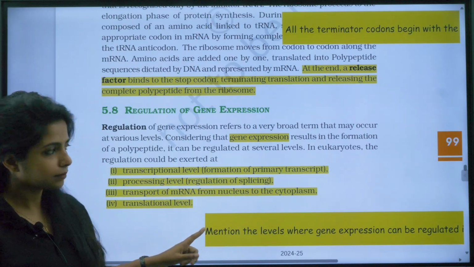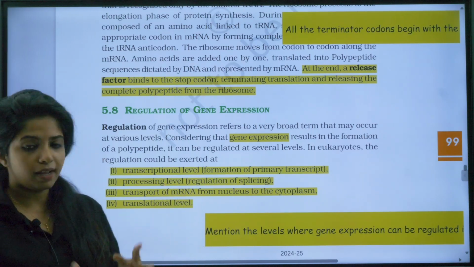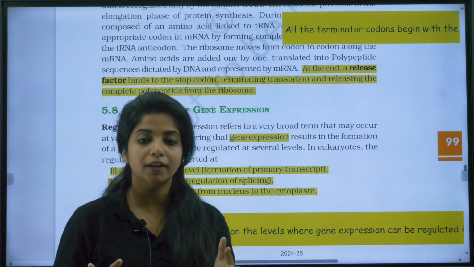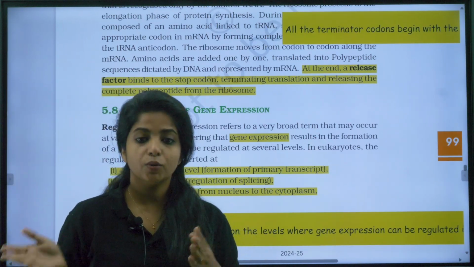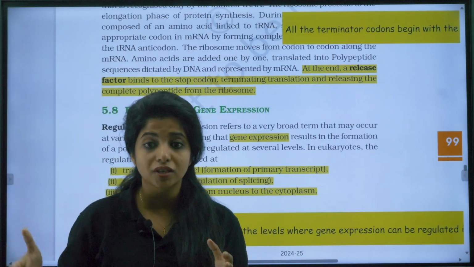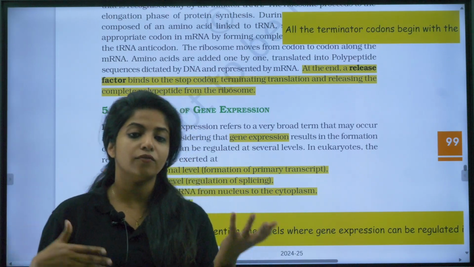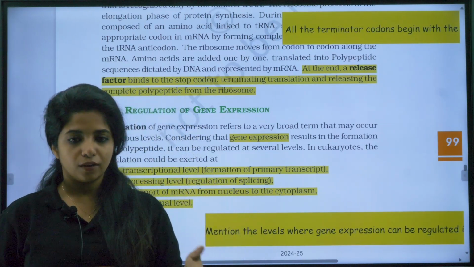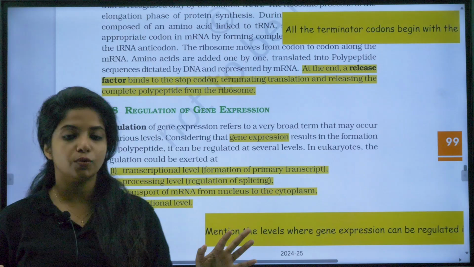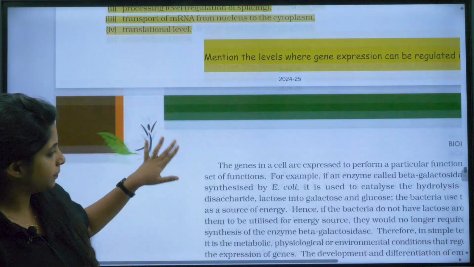Formation of primary transcript, then splicing. If splicing is not done, will translation happen? No, children. So again, you are basically regulating the expression of the gene, right? If translation is not happening, then obviously protein won't be made. So this is the way. If you are blocking any of the processes, it is going to hinder gene regulation.